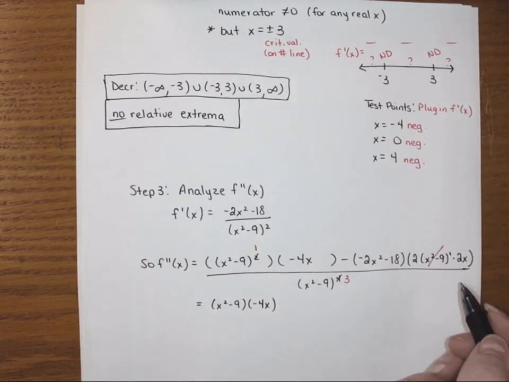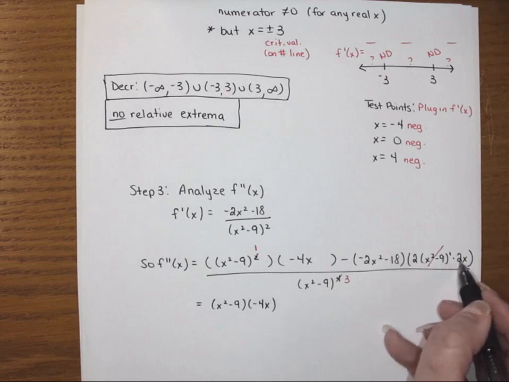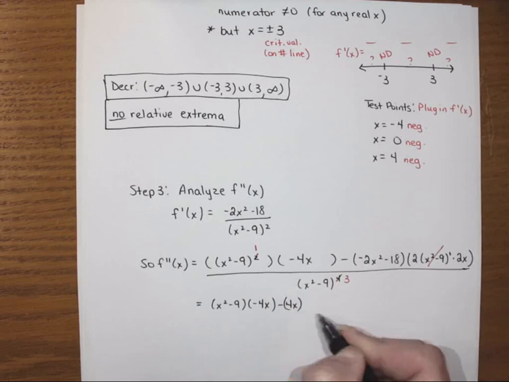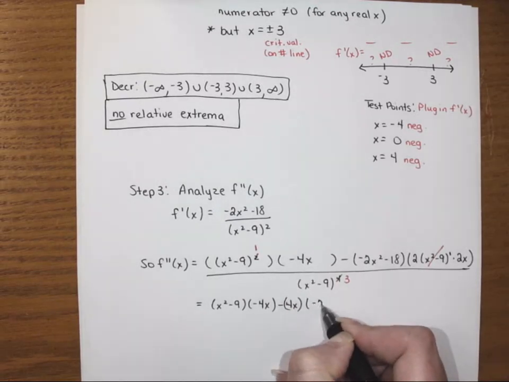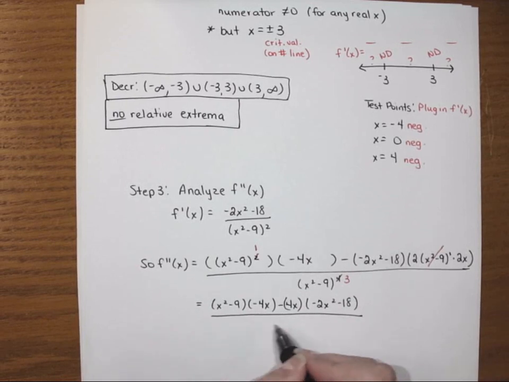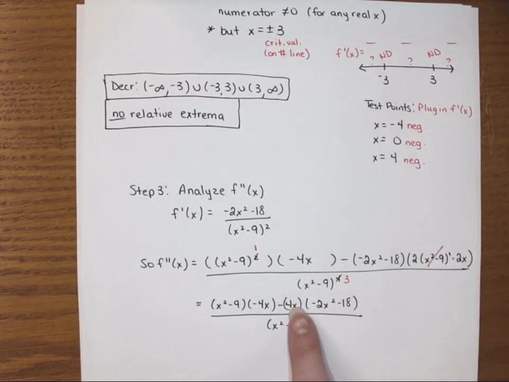So this is what we have left if we mark out an x squared minus 9 out of everything. I'm going to simplify these. So 2 times 2x, and then the minus, we've got minus 4x. And then times negative 2x squared minus 18. And then all over x squared minus 9 cubed. Notice I got rid of what this piece was, right? So all I did was 2 times 2x, which was the 4x, and then just really wrote everything else.